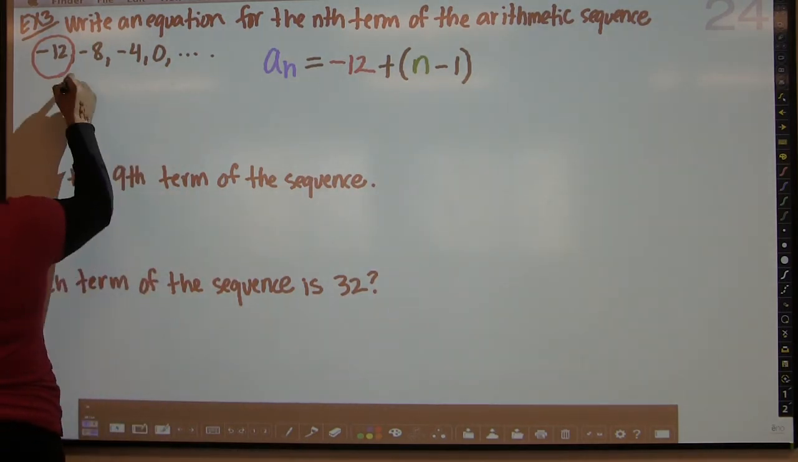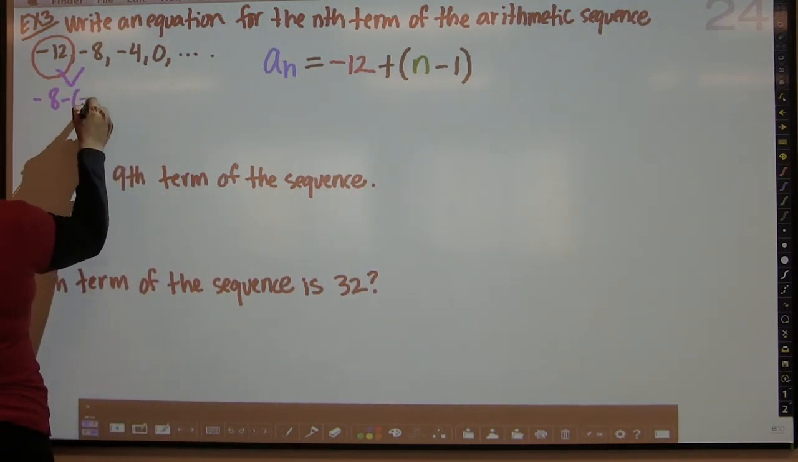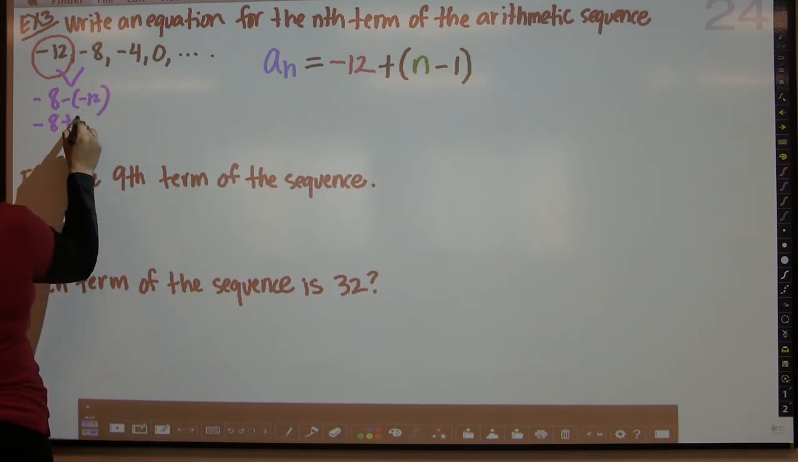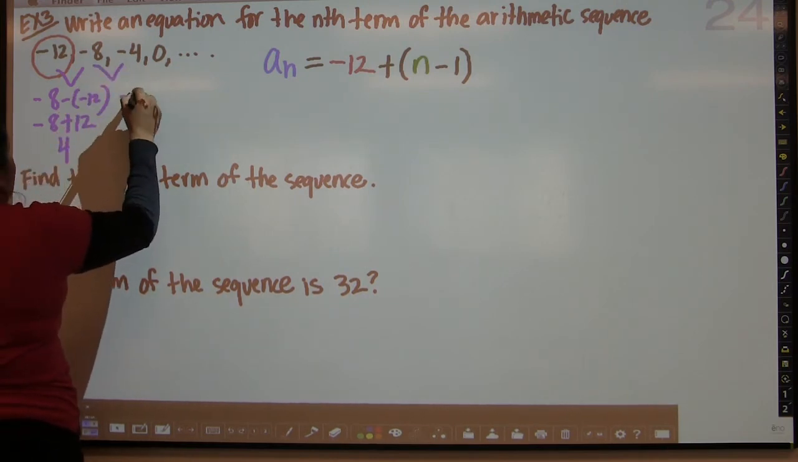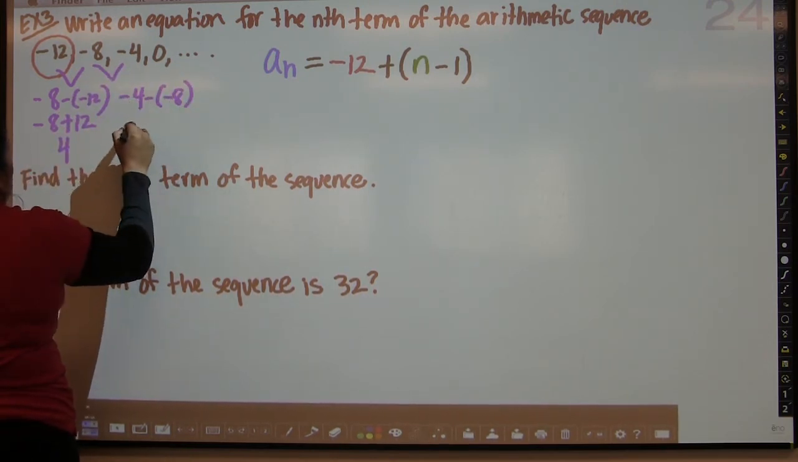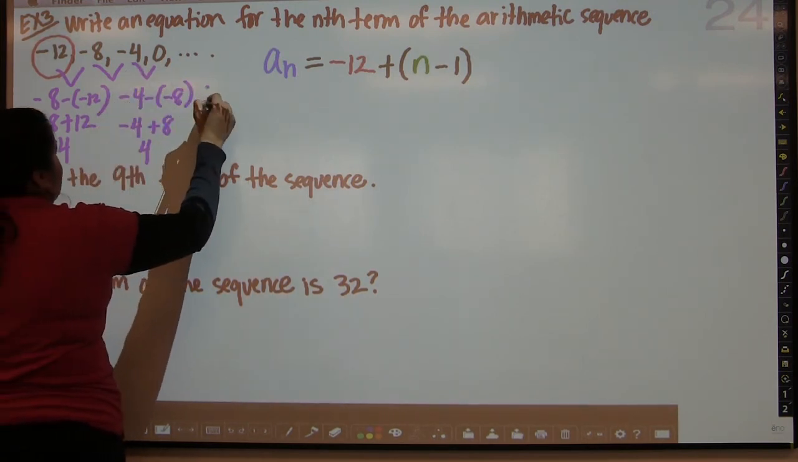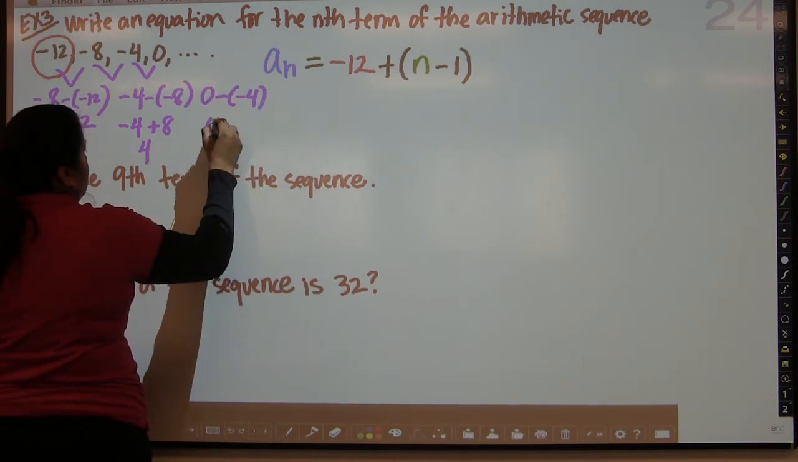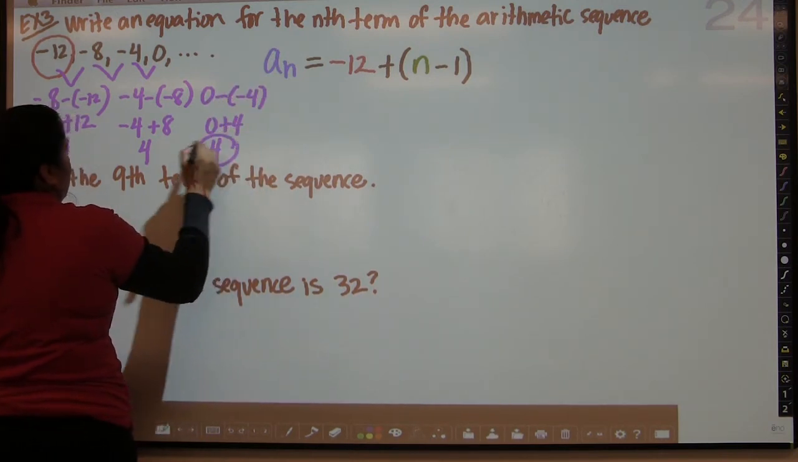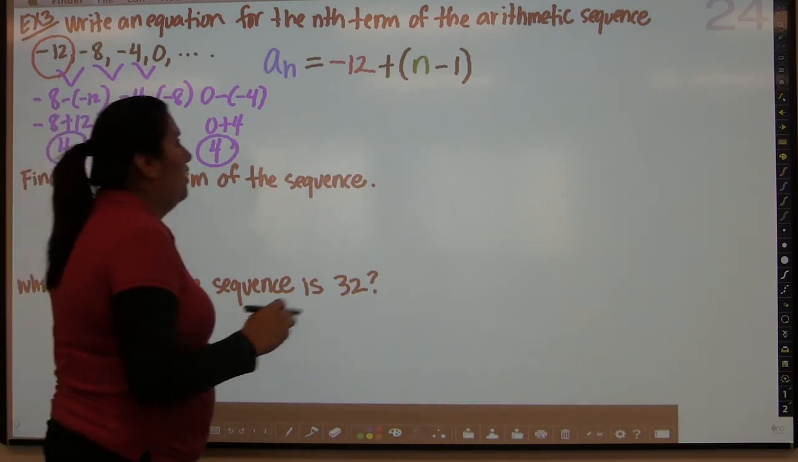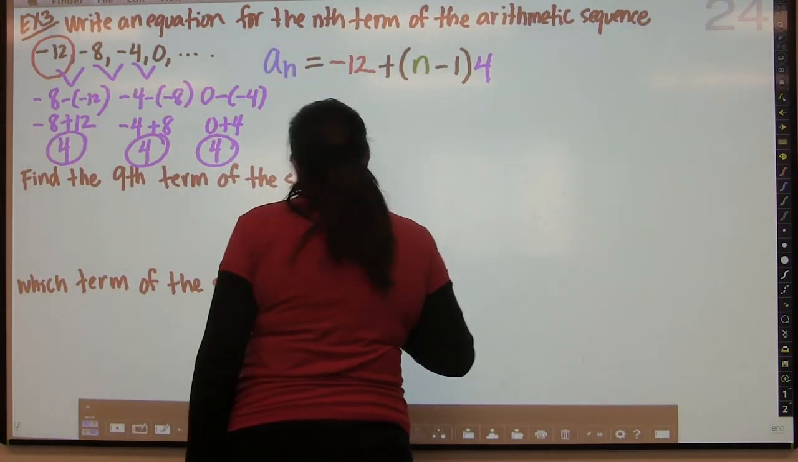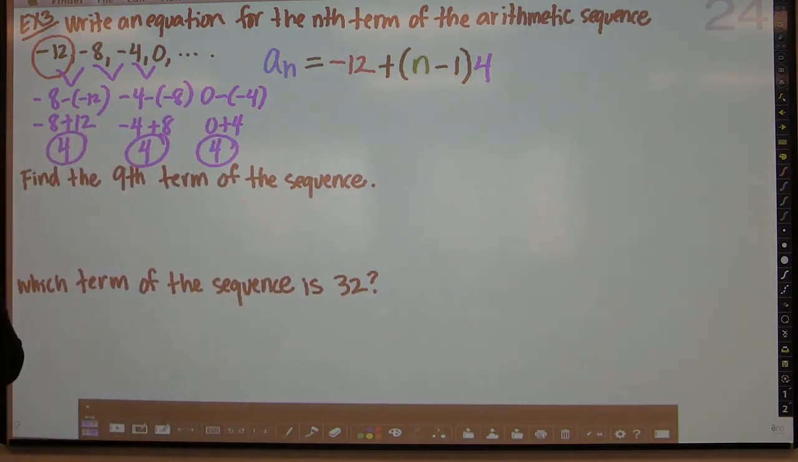So we're going to go negative 8 minus negative 12, which is negative 8 plus 12, and 12 minus 8 is 4. And then we're going to go negative 4 minus negative 8, which is negative 4 plus 8, and again 8 minus 4 is 4. And lastly, we're going to get 0 minus negative 4, which is 0 plus 4, which again is 4. So because they're all 4, the common difference is 4, and we're going to put that right there, and that is actually the formula for this example. Negative 12 plus n minus 1 times 4.